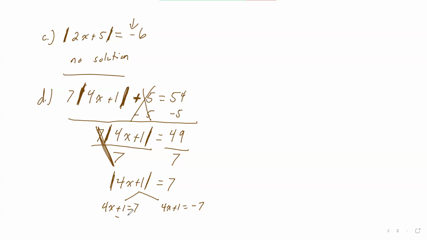Seven minus 1 would be? Now what? If you simplified 6 over 4, you get 3 over 2. Or if you like decimals, you can say 1.5 as well. Either one of those answers would be correct.